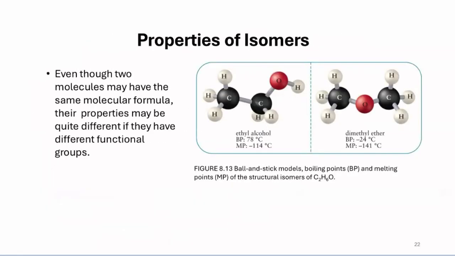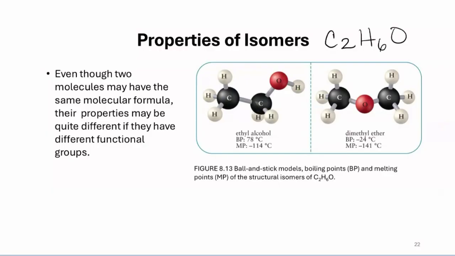Next, understand that one of the important things about isomers is that even though molecules have the same chemical formula, their physical properties are going to be different. So let's see, for example, ethyl alcohol and dimethyl ether. Both of these molecules share the chemical formula C2, because we have two carbons, H6, because we have 1, 2, 3, 4, 5, 6 hydrogens, O, because we have one oxygen.